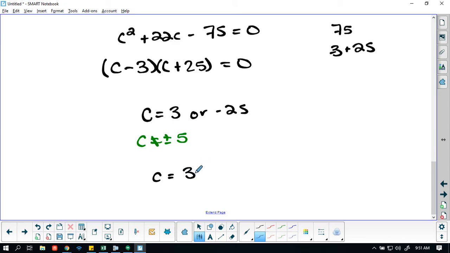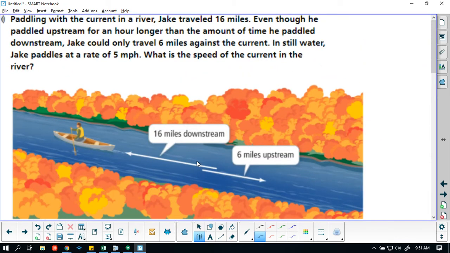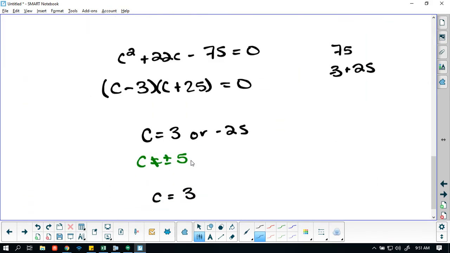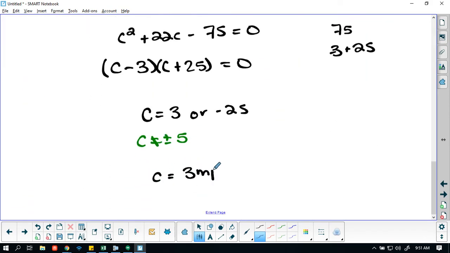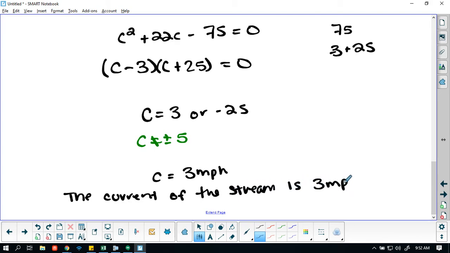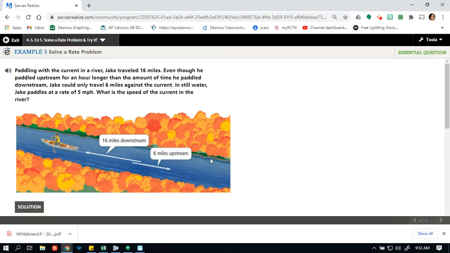And I'm going to say, I believe the units are miles per hour. Yeah, 3 miles per hour. So what we want to say is the current of the stream is 3 miles per hour. Okay, so there we go.